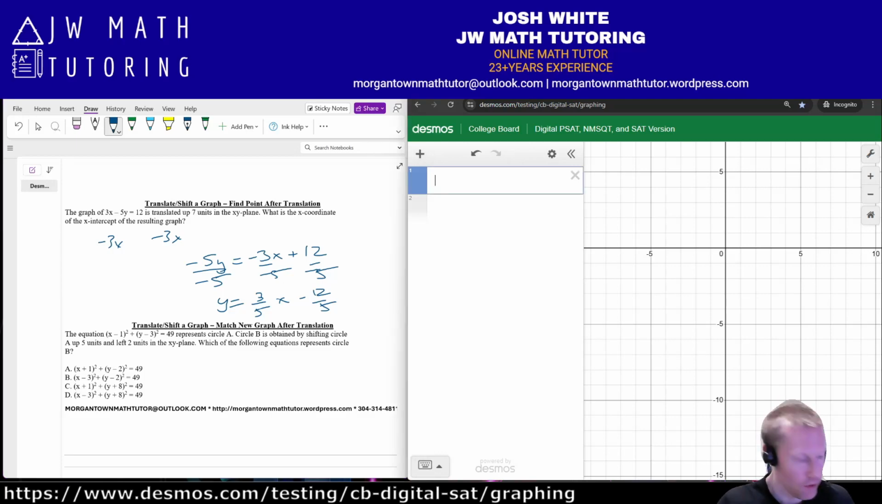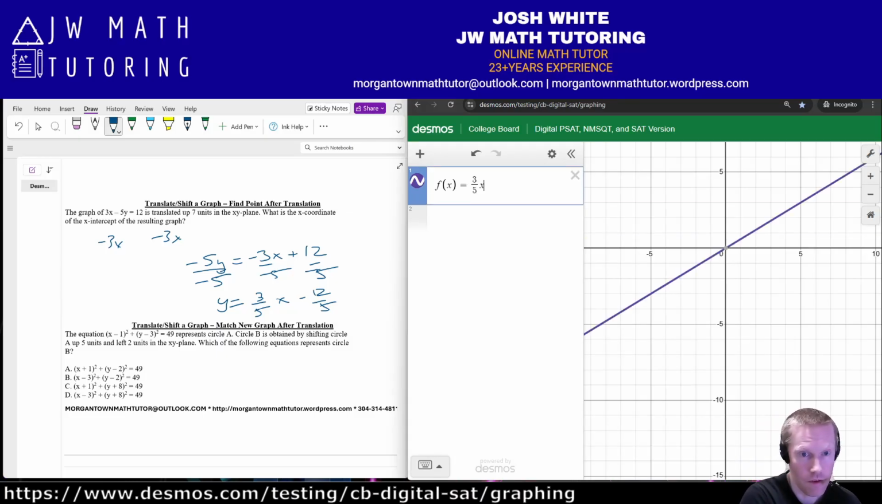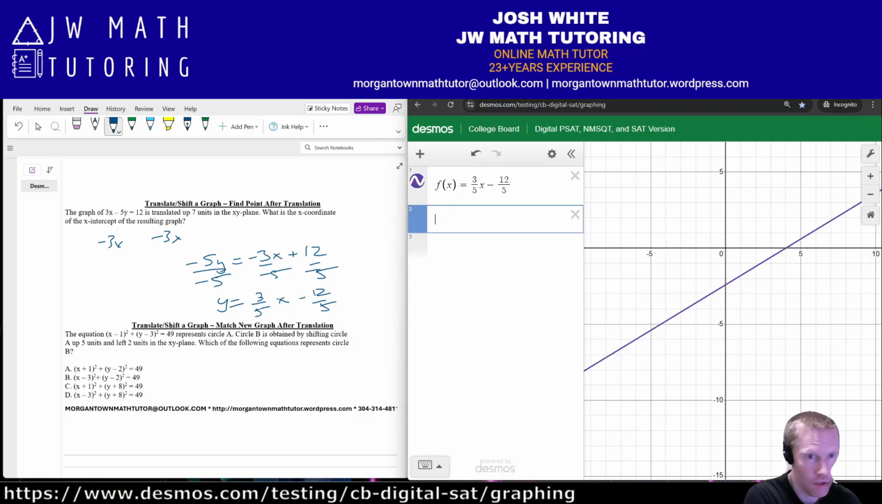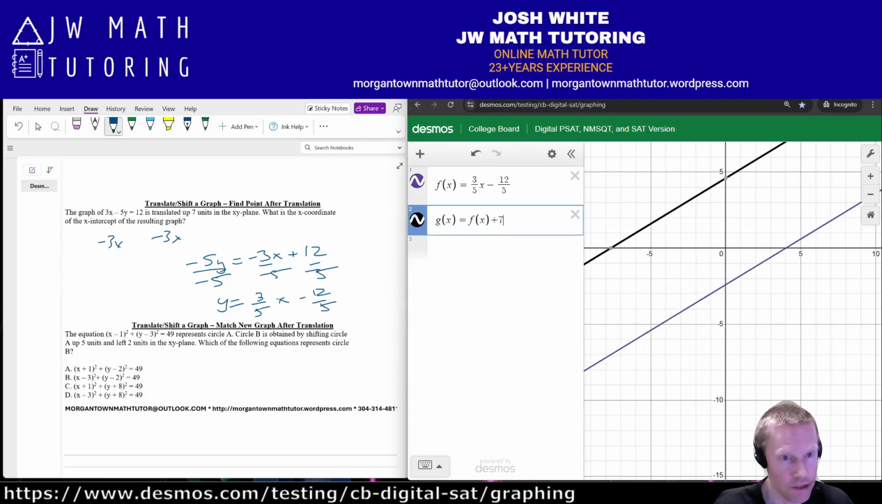All right. So now we can do f of x equals 3/5 x minus 12/5. Just make sure that I've done that correctly. And now we want to translate it up. So we'll do g of x equals f of x plus 7, translated up 7 units. What's the x-coordinate of the x-intercept?